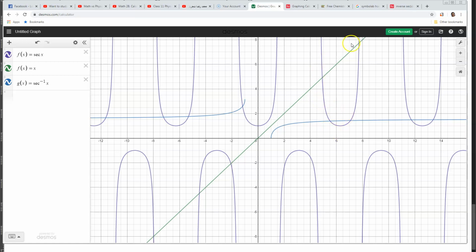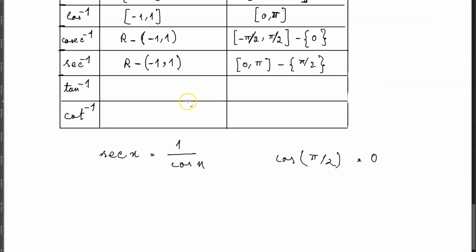Okay, so we have a couple more things to cover. Basically, there is only the tan inverse and the cot inverse. We will cover these two as well in this video. So there are two of these left, so let's get these done as well.